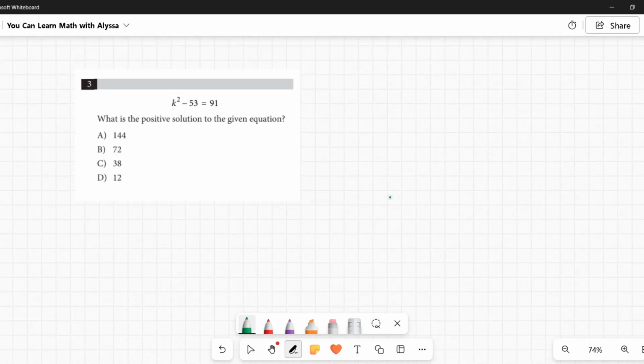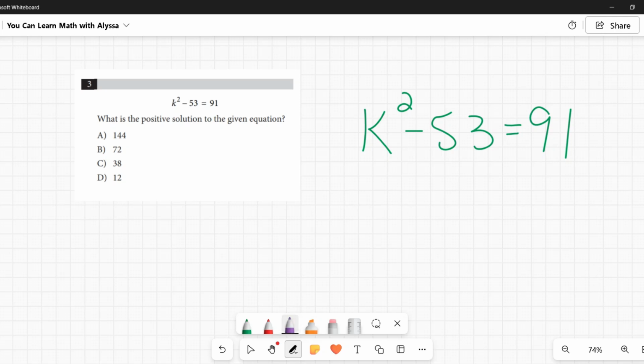Number 3, k squared minus 53 equals 91. What is the positive solution to the given equation? Okay, so k squared minus 53 equals 91. We're trying to solve for k, so we want to undo what's been done to it. K has been squared, and then 53 was subtracted. So we're going to undo that in reverse order.